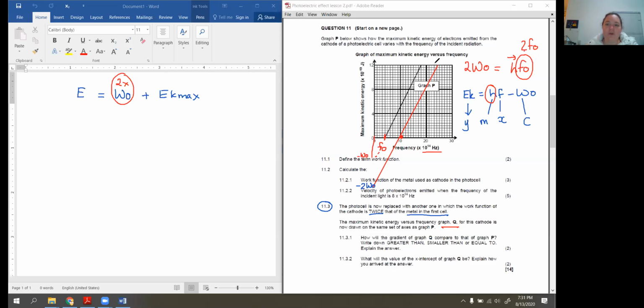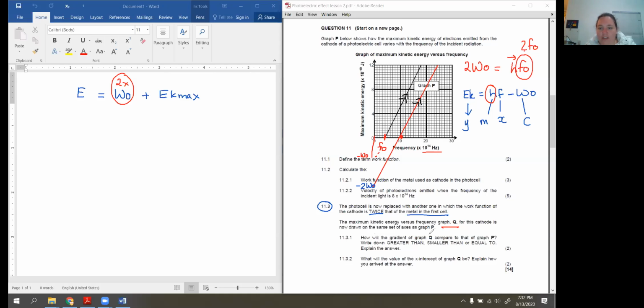Okay, so I find that if I think through all of that before I even start answering a question, then the questions aren't going to catch me off guard because I have a picture of what I'm looking at. So changing the work function is going to shift the entire graph down in such a way that it is parallel.